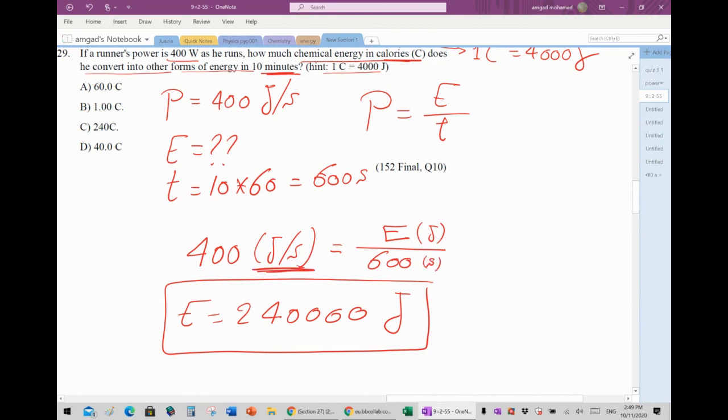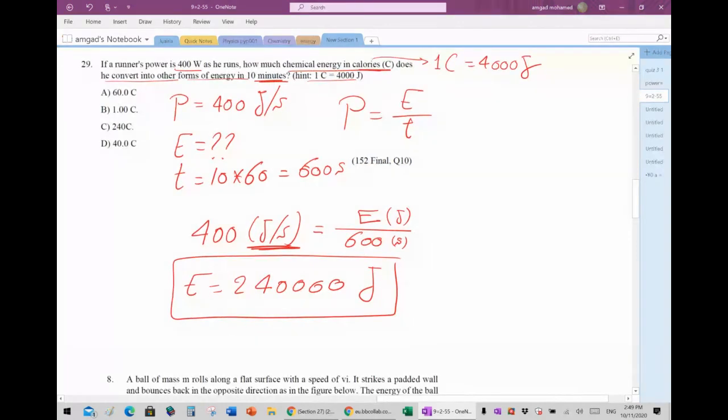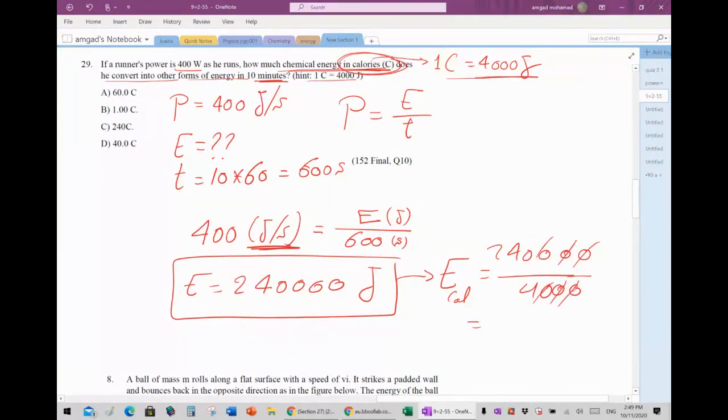So he asks what? I need the chemical energy in calories. How to convert it into calories? He said 1 calorie is 4,000 joule. So the energy in calories equals what? The 240,000 joule divided by the conversion factor, 4,000. 60 calories. So 60 calories is the amount of energy.